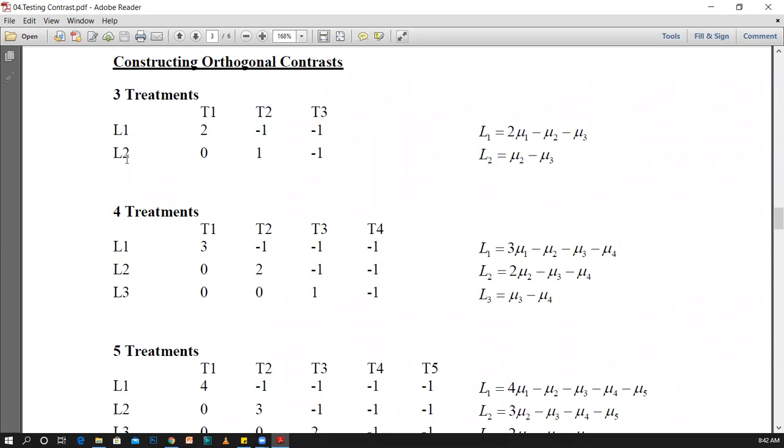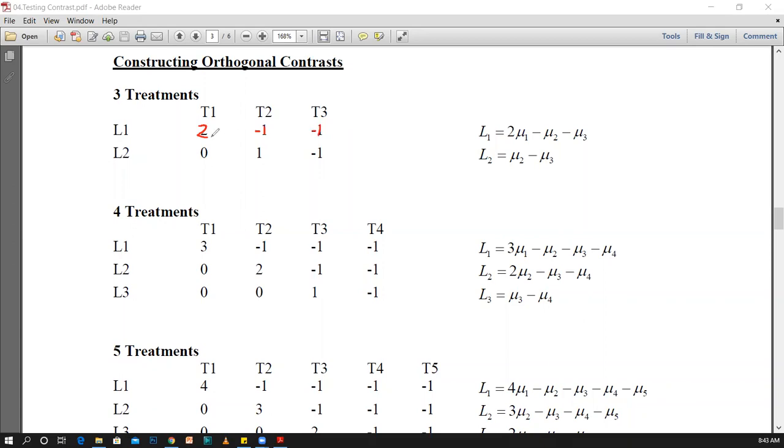Since we have 2 contrasts, we start from 2, and always the summation of a single row should be equal to 0. If you consider the first row, the summation should be equal to 0. Now you can see 2 minus 1 minus 1. So first, you write the treatments column-wise and the contrasts row-wise. Since you have 2 contrasts, you start here from 2, and to make the row sum 0, you place the remaining as minus 1.